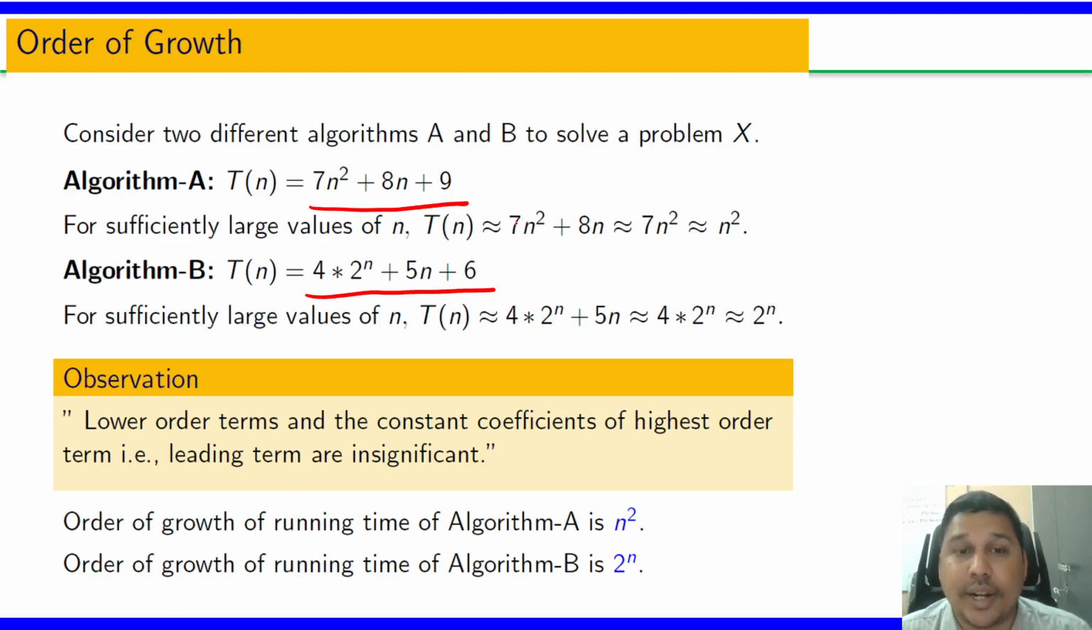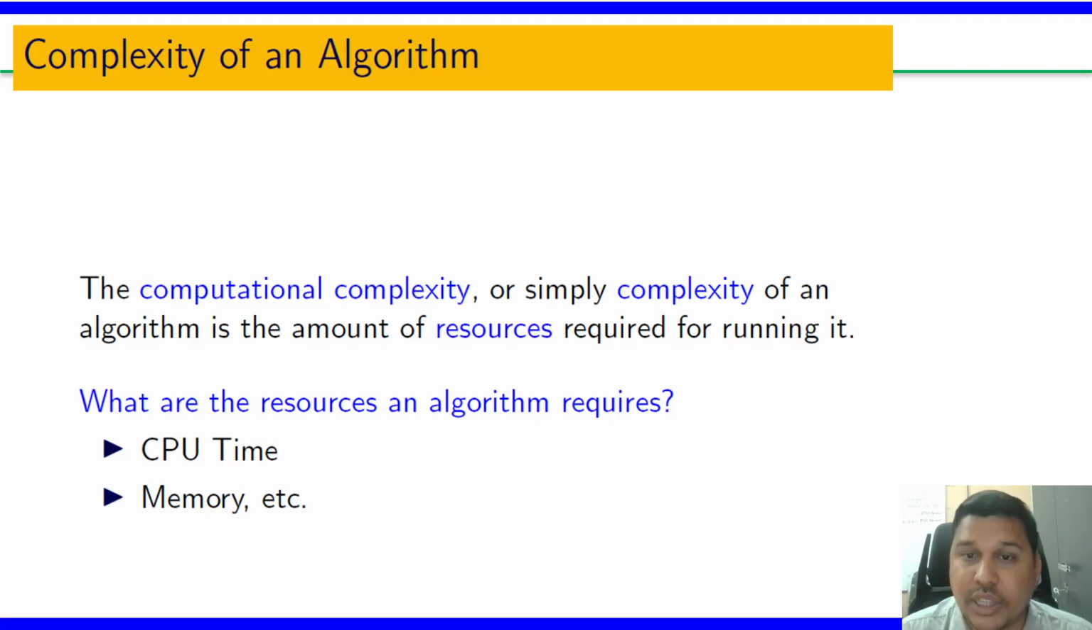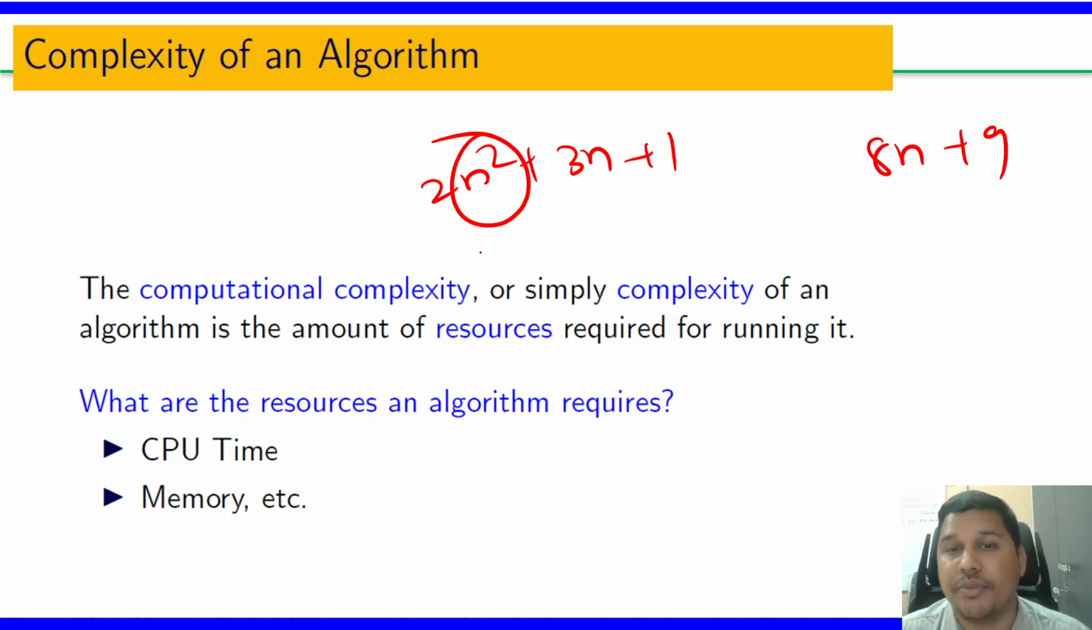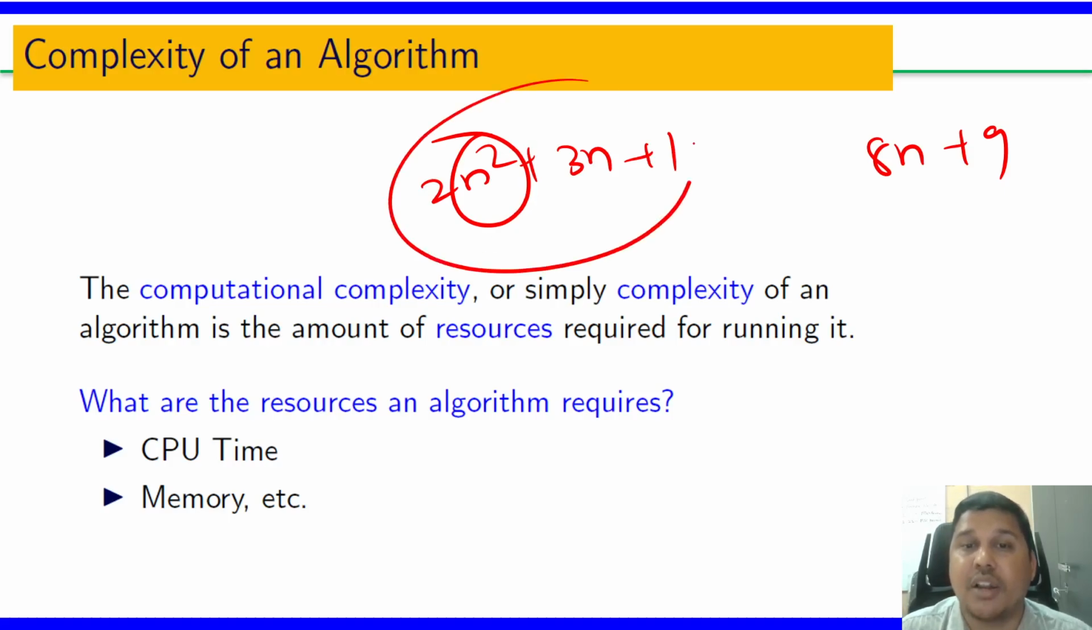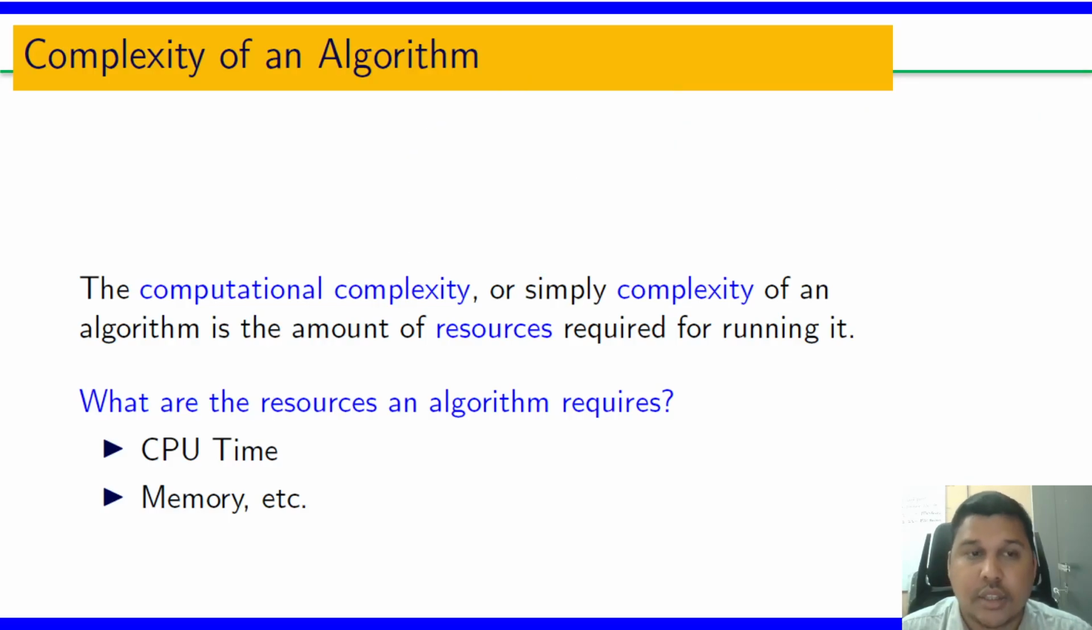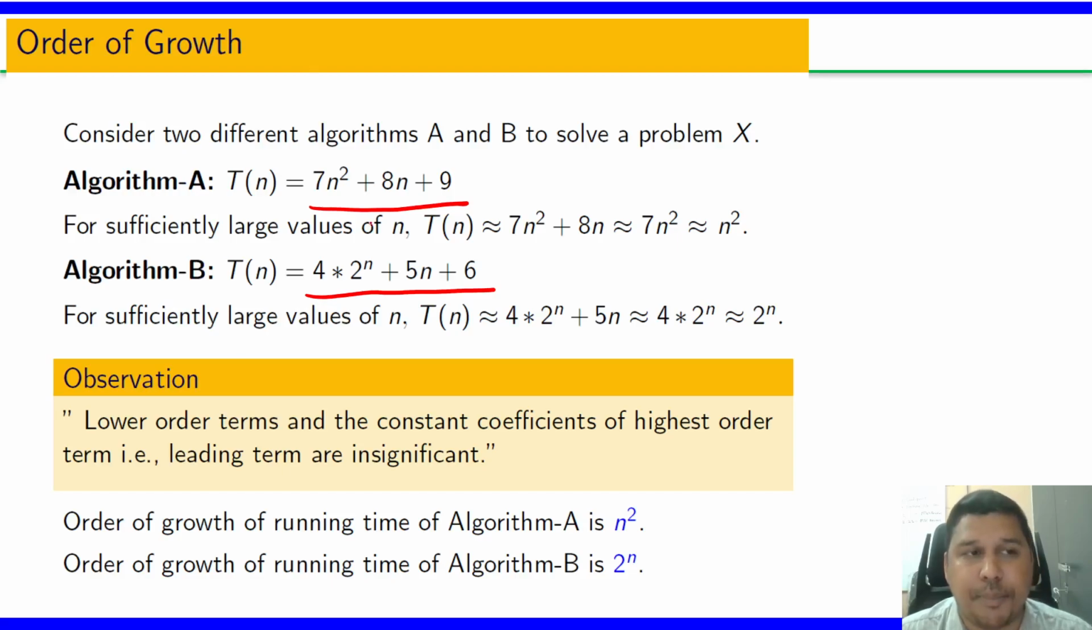Okay, so what is order of growth? With this example of 7n square plus 8n plus 9 and 4 into 2 power n plus 5n plus 6, by seeing this n square we cannot come to a conclusion. Maybe this is the best algorithm, who knows? This is taking more time. Though the running time equation looks complex or simple, we cannot conclude that. To avoid this confusion, the concept of order of growth has come. Please understand this order of growth.